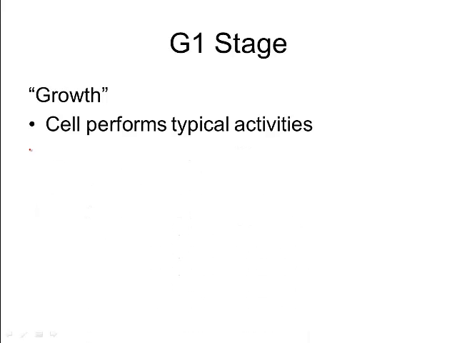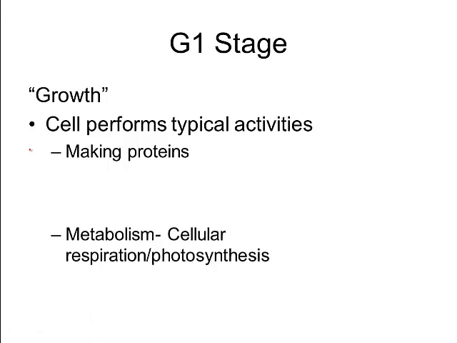So let's take a look at what happens to G1. G1 stands for growth. And this is when the cell is going to perform all of its typical activities. So if it's a pancreatic cell, then it's making different enzymes, and it's making insulin, and it's making glucagon, and it's doing all the things that it needs to do in its day-to-day activities.